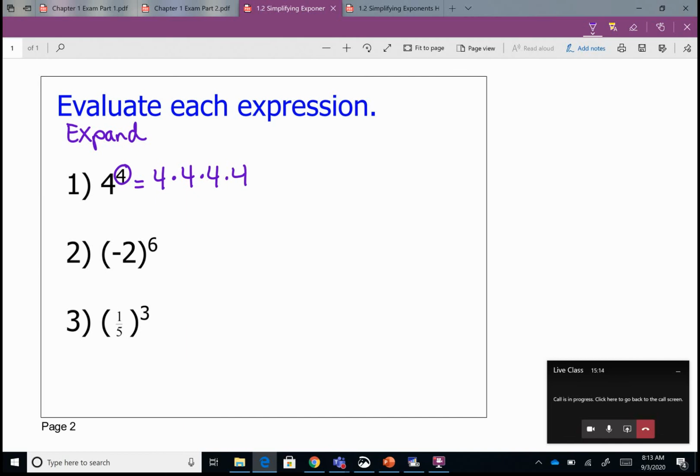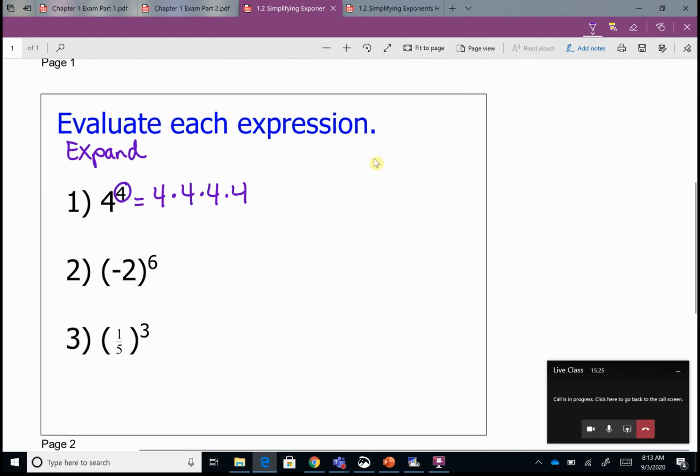All right, let's check out number 2. The number I'm actually going to multiply is that base. It's the big number. That's the number I'm actually multiplying. The little number, that exponent, tells me how many times I'm going to multiply it. So the number I'm multiplying is the big one, -2. How many times I'm going to multiply it is the exponent. So I'm going to multiply that 6 times.